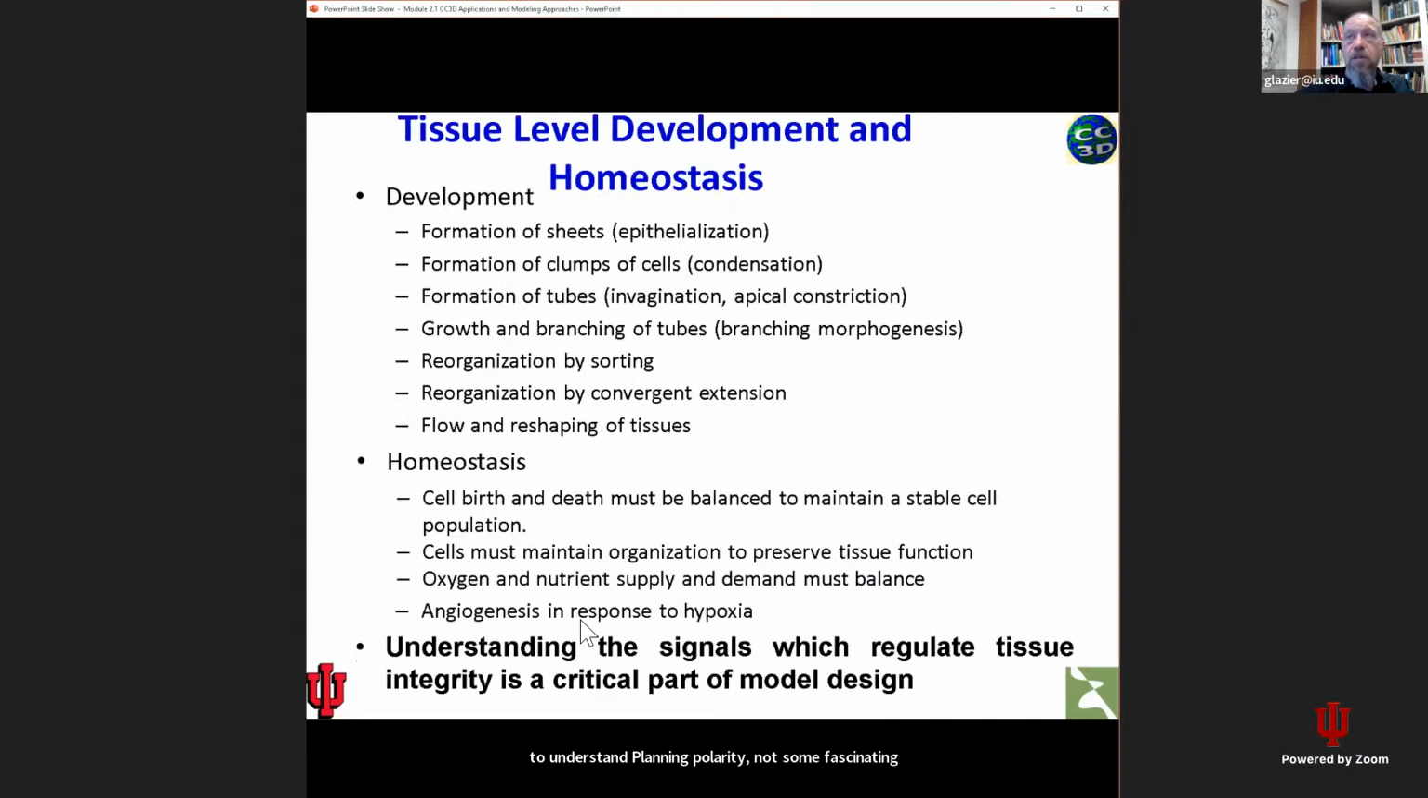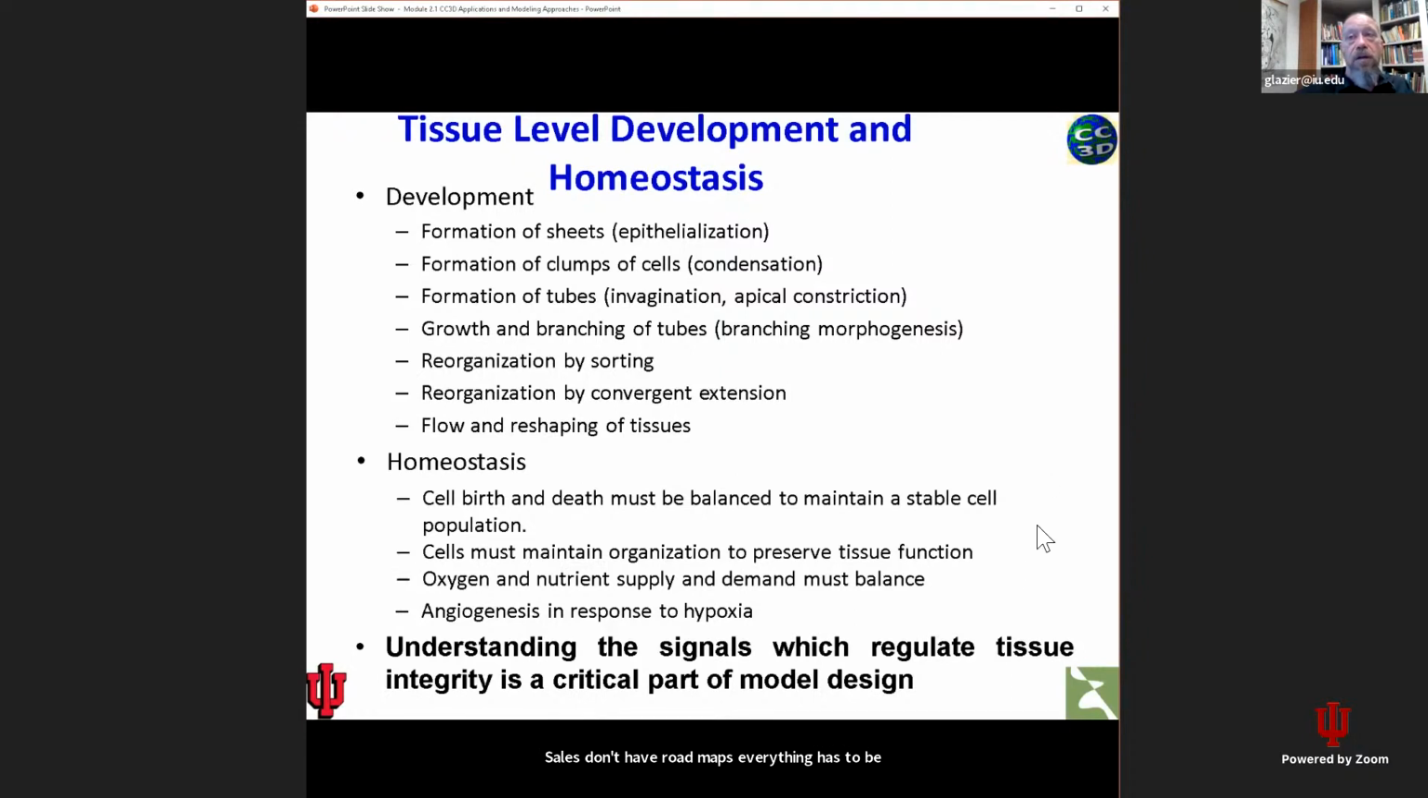And when we think about tissues, we have to think also about how cells organize at larger scales. How do we form sheets? How do we form clumps? How do we form tubes? How do tubes grow and branch? How do we organize within tissues? There are a whole variety of basic large-scale processes that are generated by the behavior of individual cells. And one fascinating question that we have to address is how do we get tissue-level reorganization and structure from cell-level behaviors? Cells don't have roadmaps. Everything has to be generated locally.